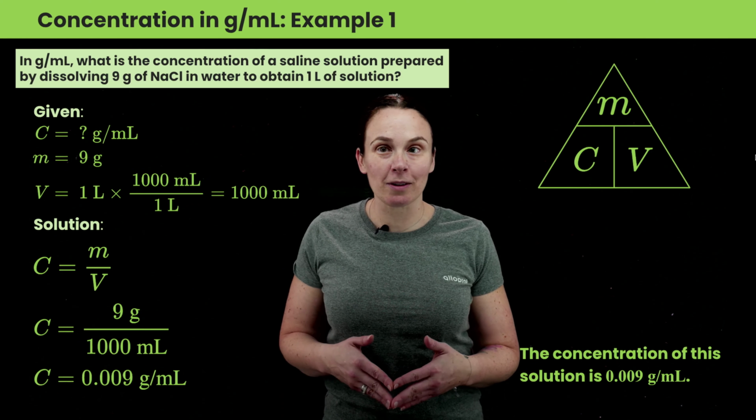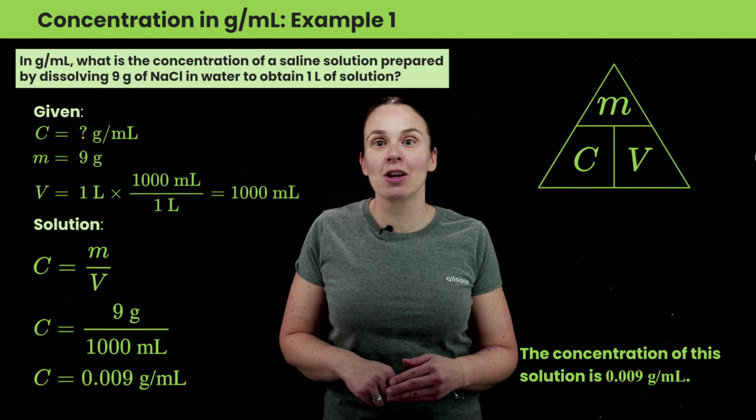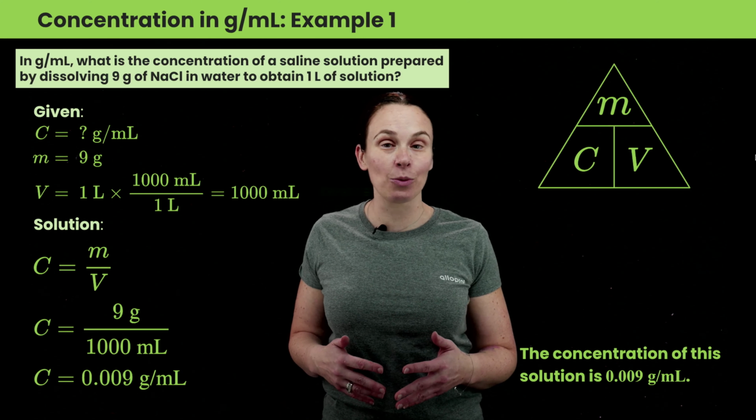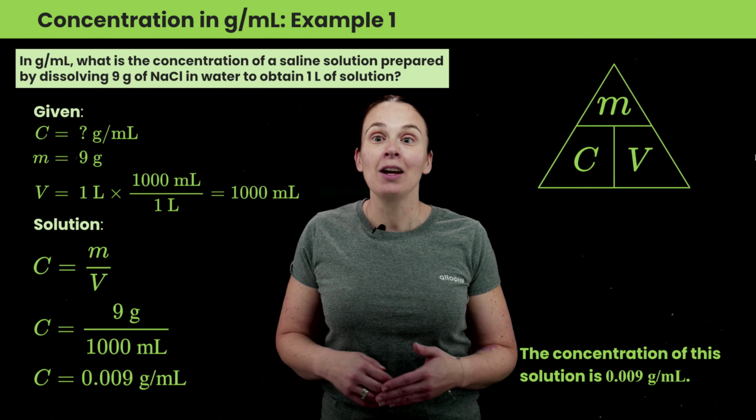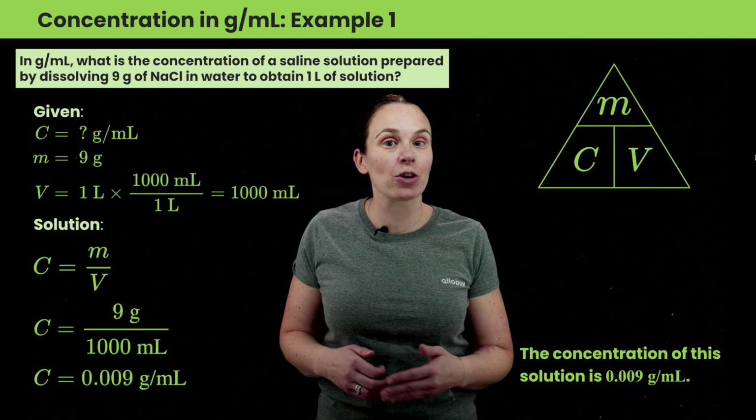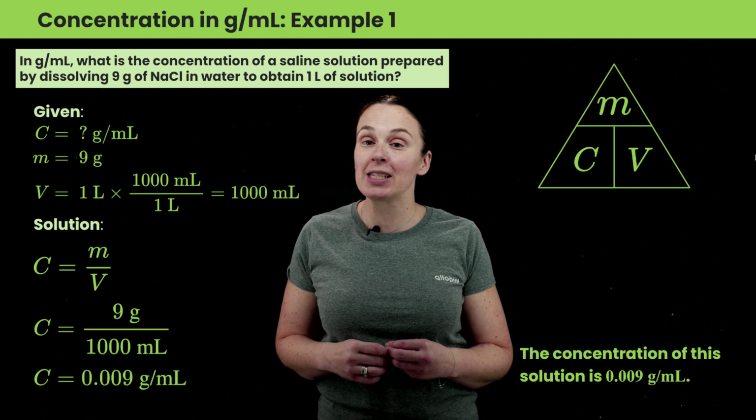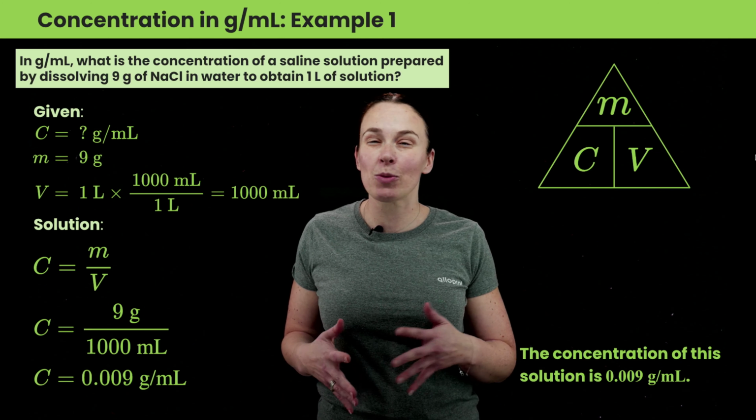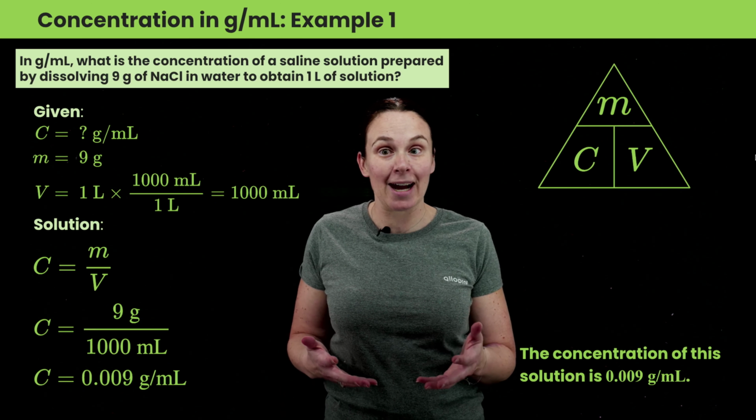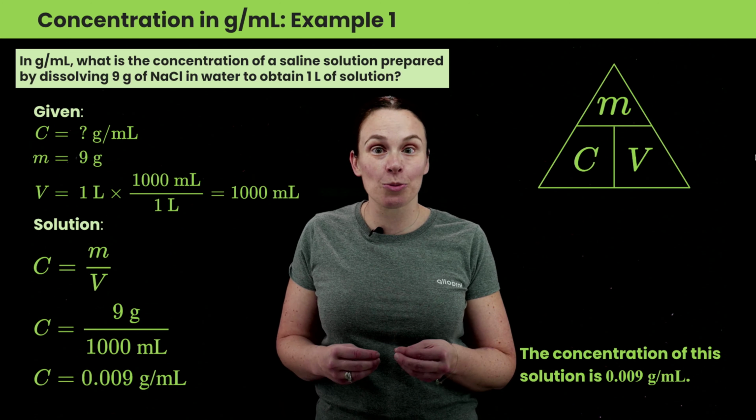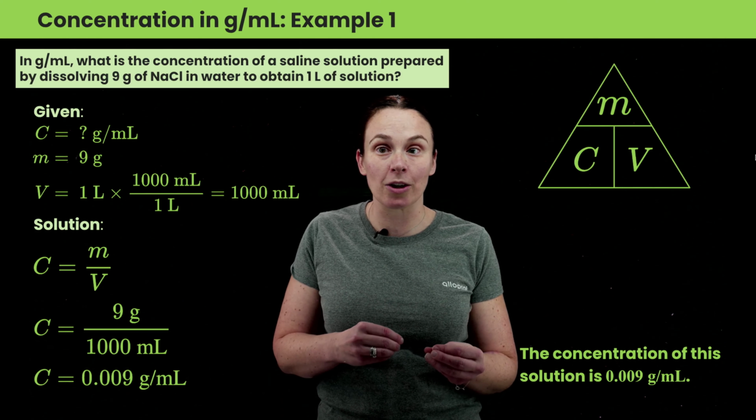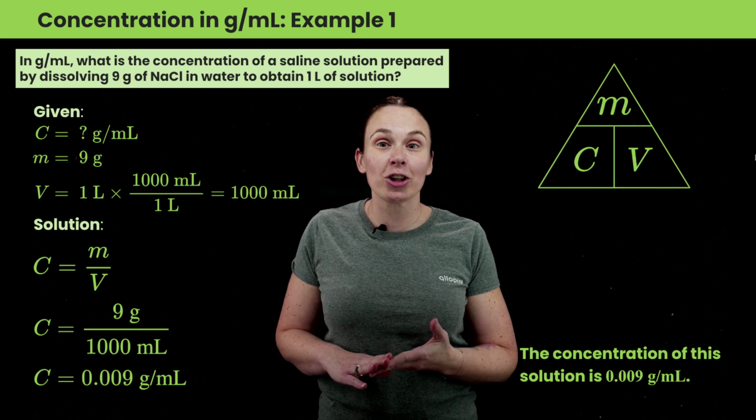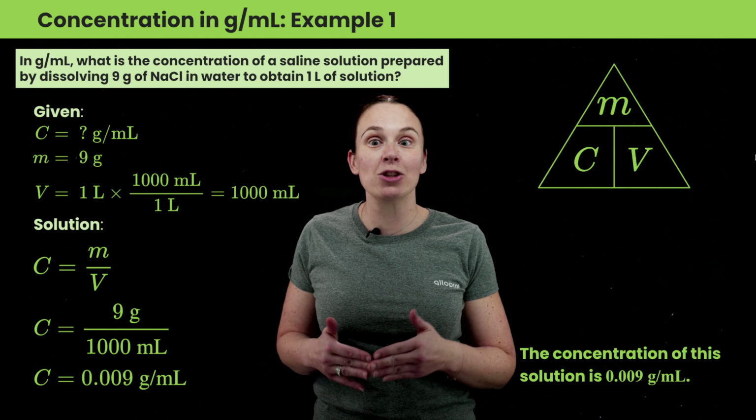So in grams per milliliters, what is the concentration of a saline solution prepared by dissolving 9 grams of NaCl, which is sodium chloride, salt, in water to obtain 1 liter of solution? So remember, we always need to write down what we know, and units are important. We know that the unit of measurement for concentration is grams per milliliters. Our mass is in grams, so that's a check, but our volume is in liters, so we need to turn that volume into milliliters.